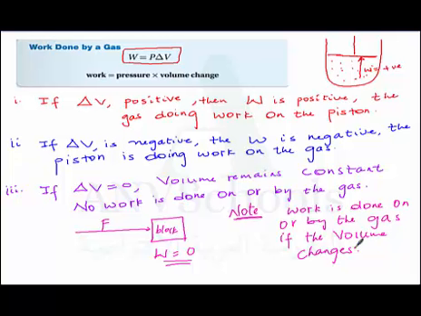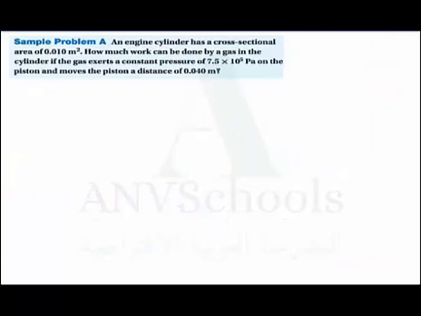Now let's see some examples on this idea. The first example is: an engine cylinder has a cross-sectional area, this is the area, of 0.010 meter square.